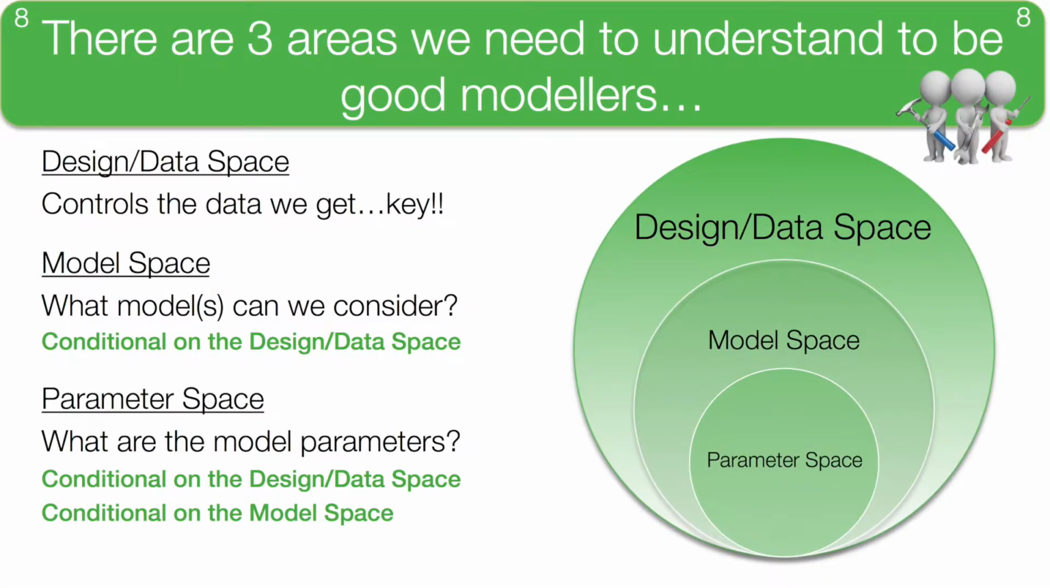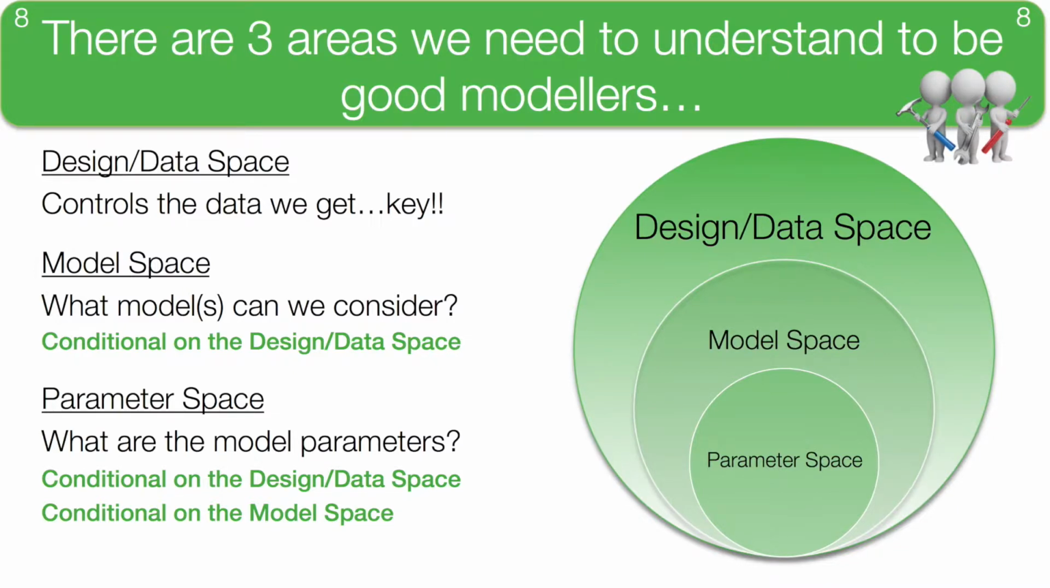So where can errors come up? I think this is a useful overview of the modelling process. At the top here we have the design and the data space, and that's the most important. It controls the data that we're going to get. That's the number of subjects, the number of dose levels, and the number of measurements within a subject, and that's really going to be key.